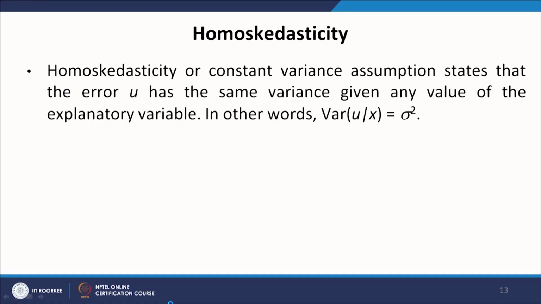I mentioned that homoskedasticity implies constant variance of the error term. The homoskedasticity or constant variance assumption states that the error u has the same variance given any value of the explanatory variable. In other words, variance of u given x is equal to sigma square. You can see that sigma square is a constant number, it does not have any subscripts like t or i, and no variable is associated with it. So, it is a constant number, and as a result, this refers to the assumption of homoskedasticity, which implies that the error has constant variance.